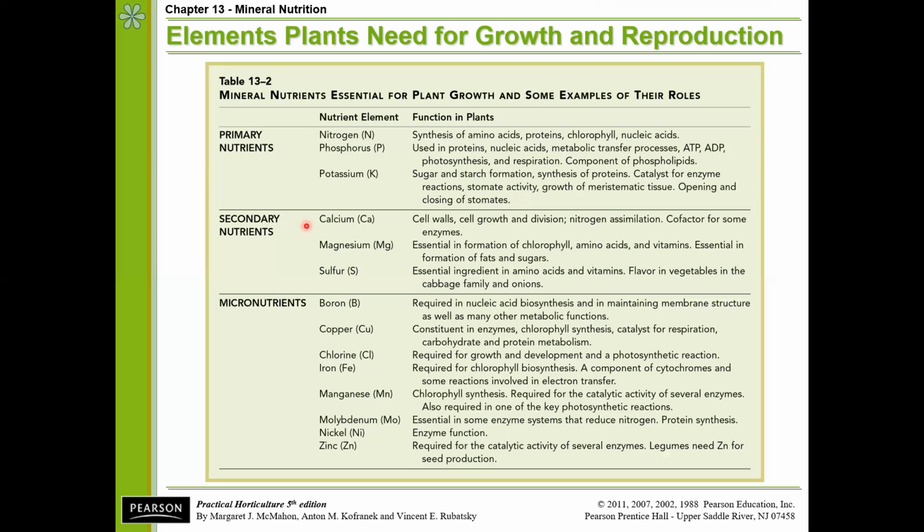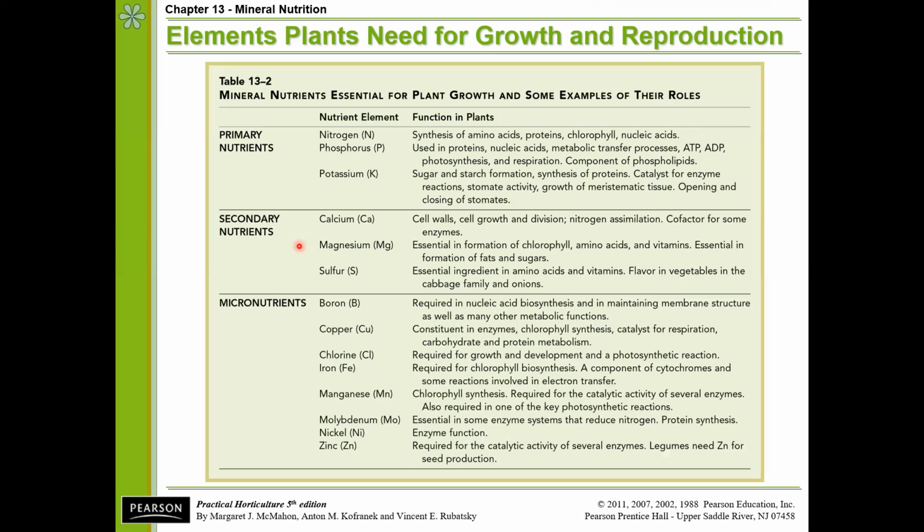The secondary macronutrients are calcium, magnesium, and sulfur. Calcium is very similar in plants as it is in people. Think of it as being kind of a structural support. So we need calcium for our bones. Plants need it for their version of bones, the cell walls, as well as just for cell growth and division. The skins of fruits usually have a lot of calcium in them.